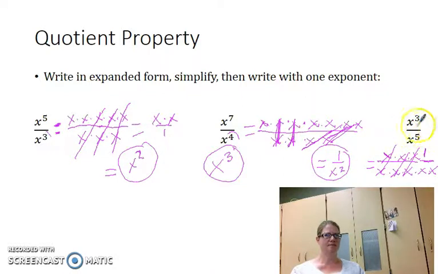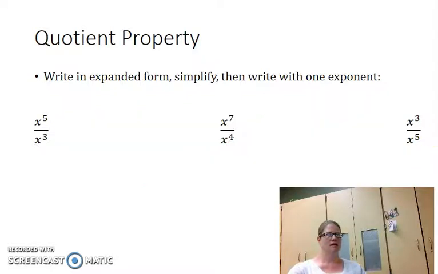Okay, again, 3 minus 5 is negative 2. So notice that when my exponent is negative, that means it's going to be on the bottom of the quotient. All right, let's take a look at the next slide.